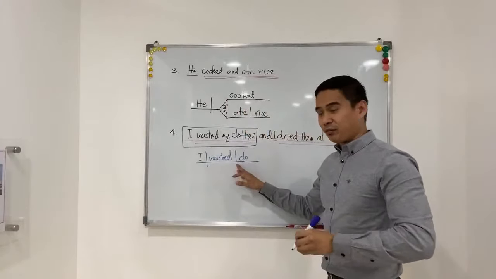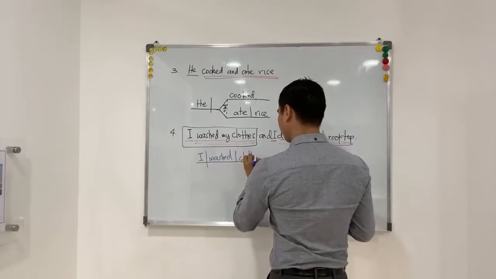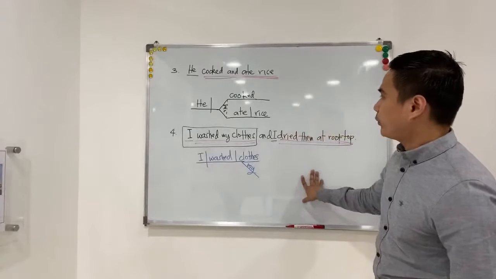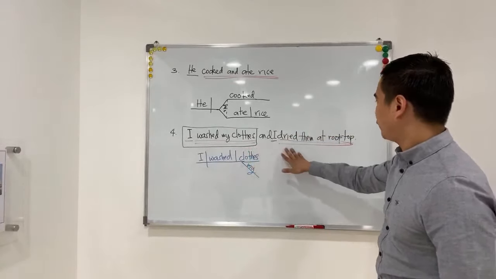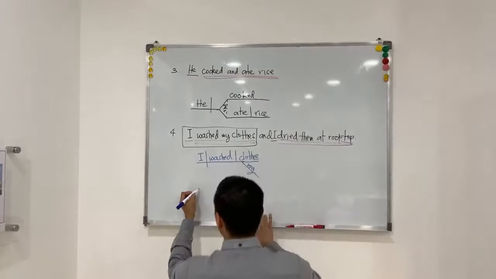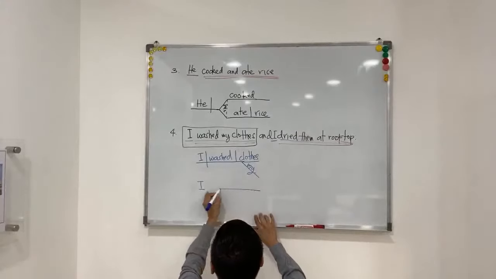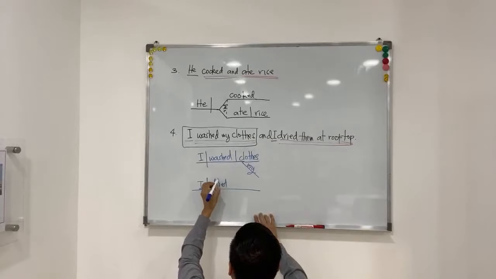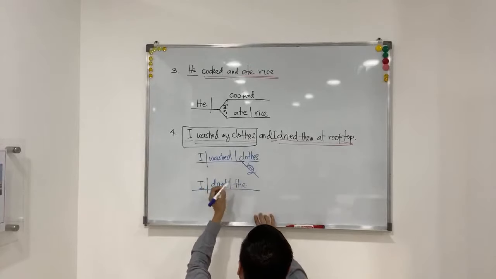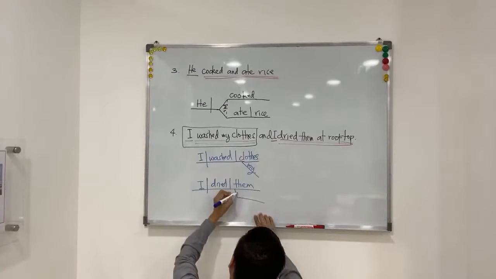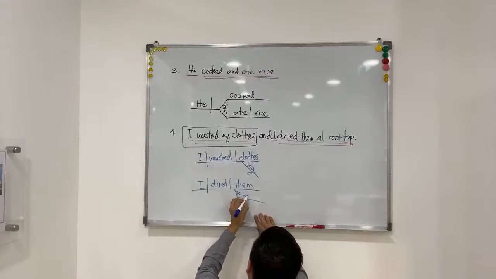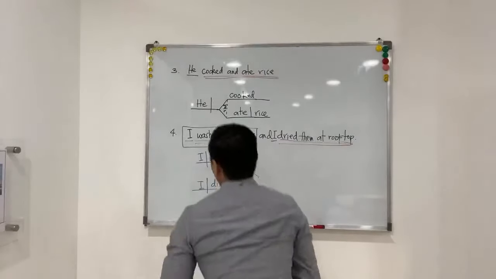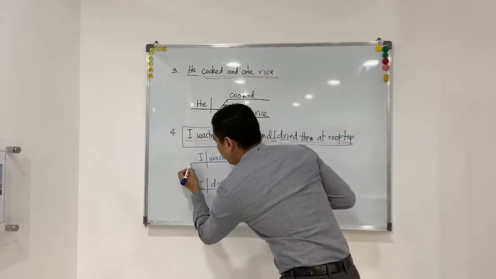Again, we have a transitive active verb. I washed clothes. And we have, okay. And I dried them at the rooftop. Same, no, sorry, it should be like this. I dried them at rooftop. And here we have a connector.